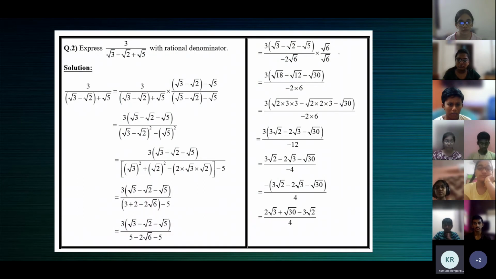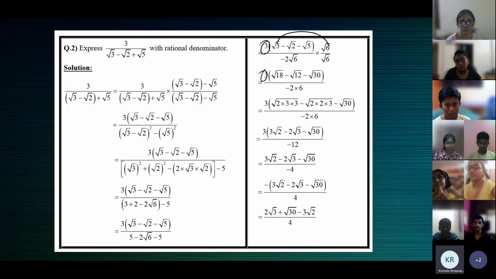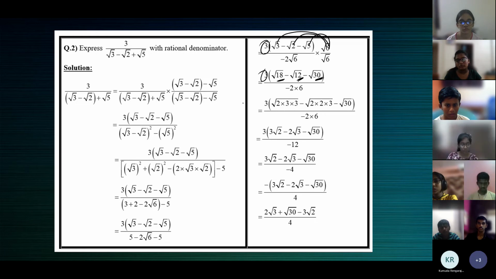All right, children. So now we multiply the numerators. So what happens? This 3, let it remain outside. Root 3 into root 6 is root 18. Root 2 into root 6 is root 12. Root 5 into root 6 is root 30.